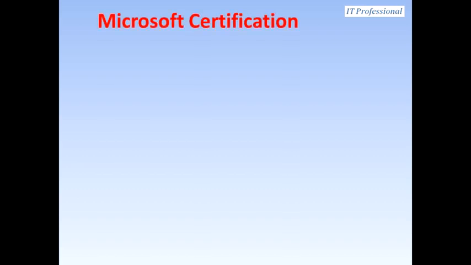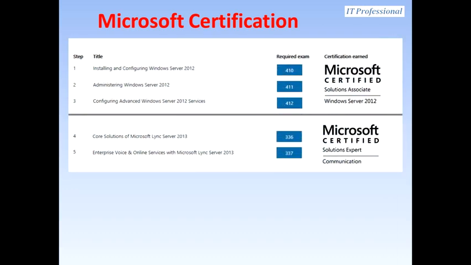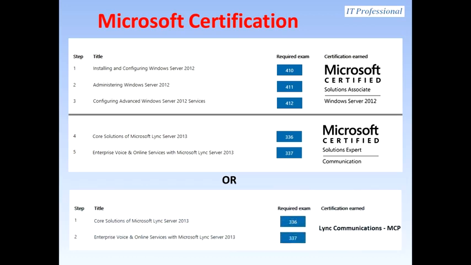For those users who want to get certified with Microsoft, we recommend that they pass 5 exams in order to get the MCSE, Microsoft Certified Solutions Expert in Communication. They have to pass 3 exams, 410, 411, and 412, to get the Microsoft Certified Solutions Associate in Windows Server 2012, plus the 2 exams, 336 and 337. Or they can pass only 2 exams if they want to get only the Lync Communications MCP certification.